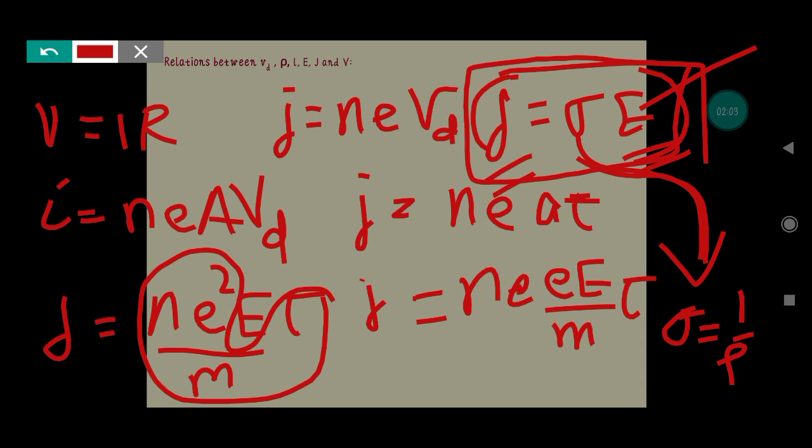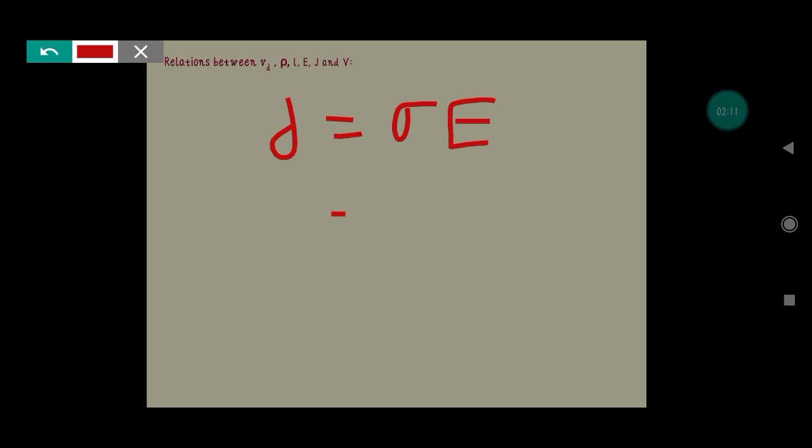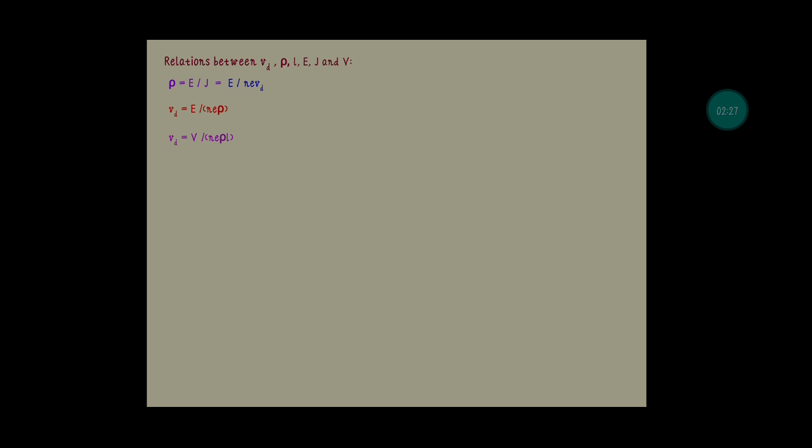So J equals sigma times E. Instead of sigma, I can write 1 by rho times E, so rho can be written as E by J. That is what this PPT tells us, right? Let us get into it. So rho is equal to E by J, just as we defined before. And instead of J, I'm going to write nevd. So let me write the expression in terms of vd. So vd is nothing but E divided by ne rho.